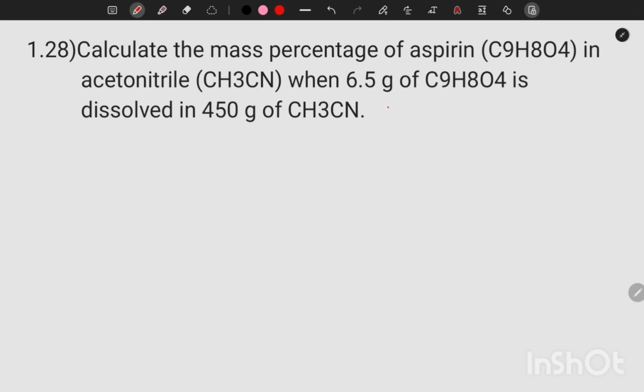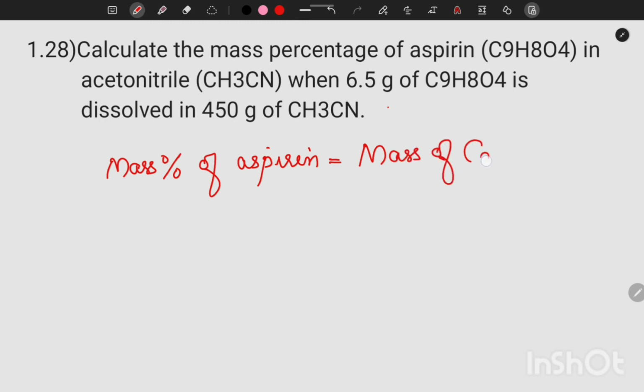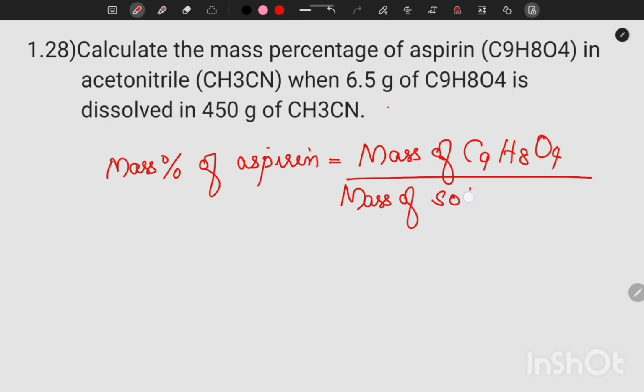Calculate the mass percentage of aspirin in acetonitrile when 6.5 gram of aspirin is dissolved in 450 gram of acetonitrile. So mass percentage of aspirin is equal to mass of aspirin divided by total mass of solution, that is mass of aspirin plus mass of acetonitrile, into 100.